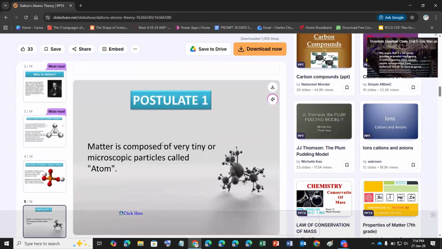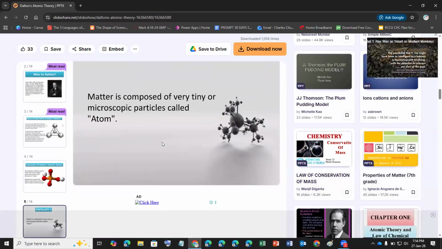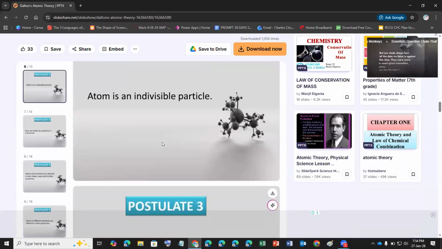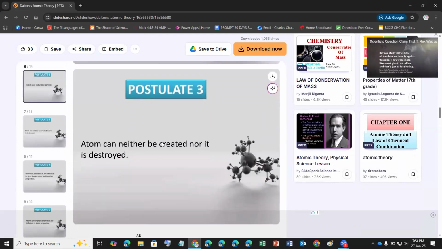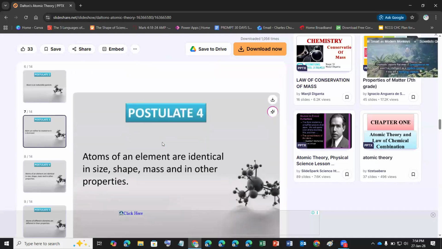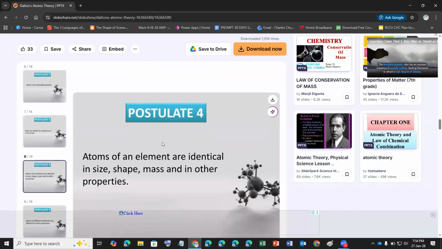Yeah. That matter is composed of very tiny or microscopic particles called atoms. Okay. How about the second one? Yeah. Okay. Let's go to the third one. I understand the third one. Okay. Fourth. When it says atoms of an element are identical, do they just mean one singular element? Yes, it's talking about one singular element.